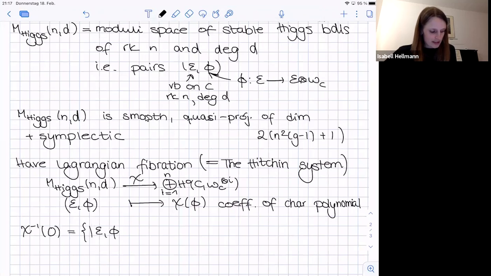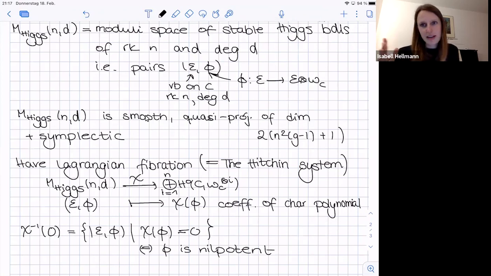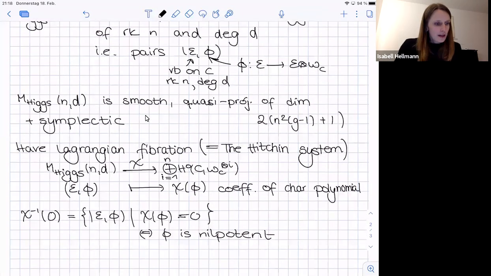So it now consists of all those pairs where the characteristic polynomial is 0, which is the same as saying that phi is nilpotent. And it's also a cone, so you can scale phi by t. All right, so this is the nilpotent cone.